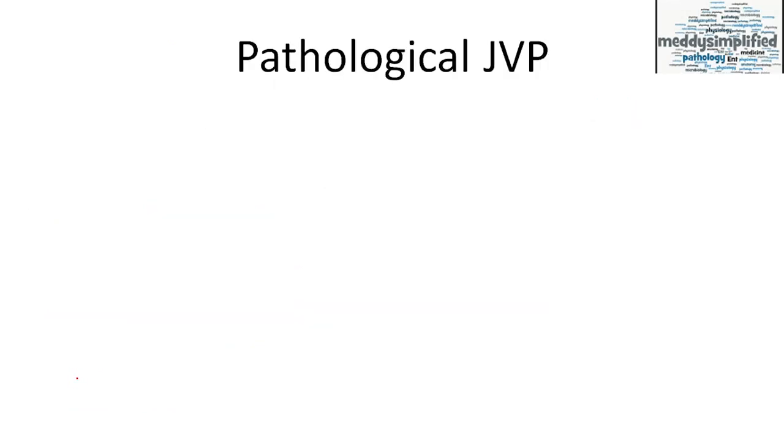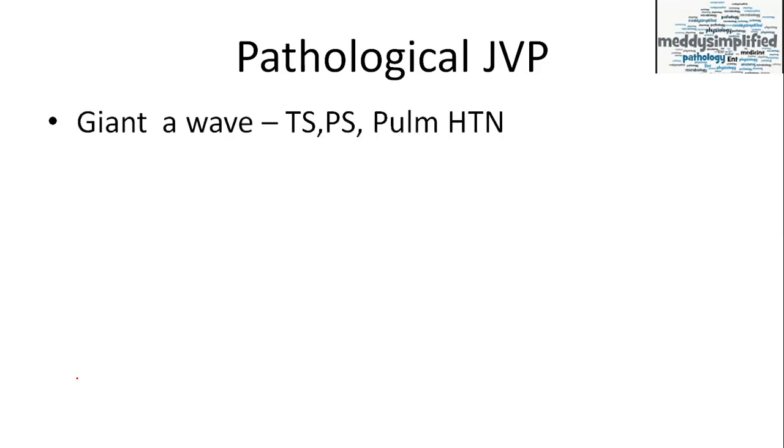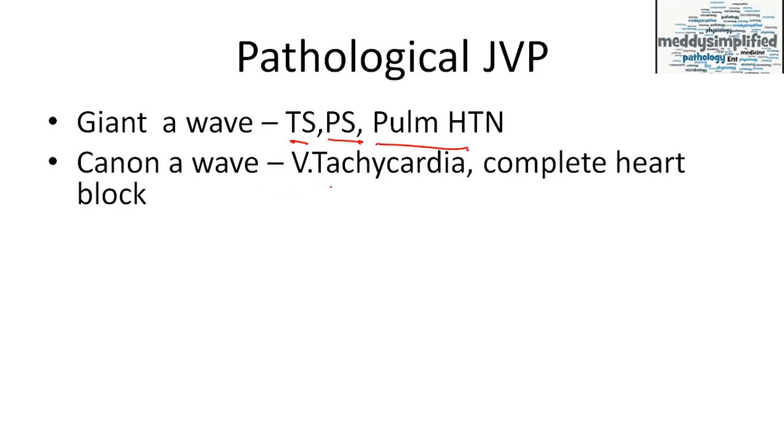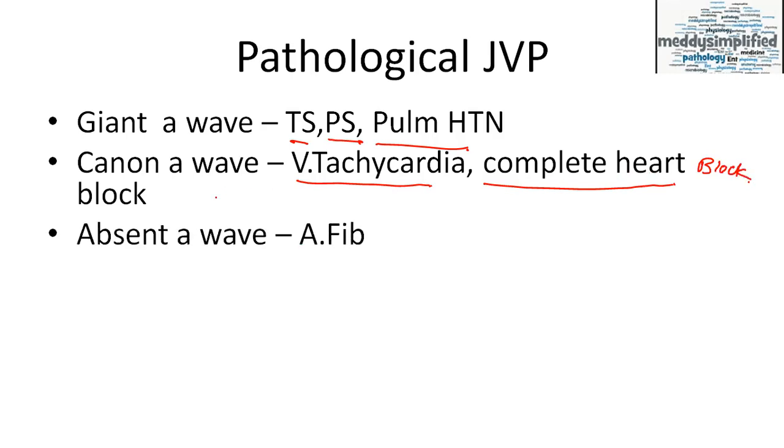And now some pathological JVPs which we should know. First is giant A wave. It is seen in tricuspid stenosis and pulmonary hypertension. A cannon A wave is seen in ventricular tachycardia and complete heart block. Right? Then the A wave is absent in AFib. In AFib, when the A wave is absent, the X wave will also be absent, in atrial fibrillation.